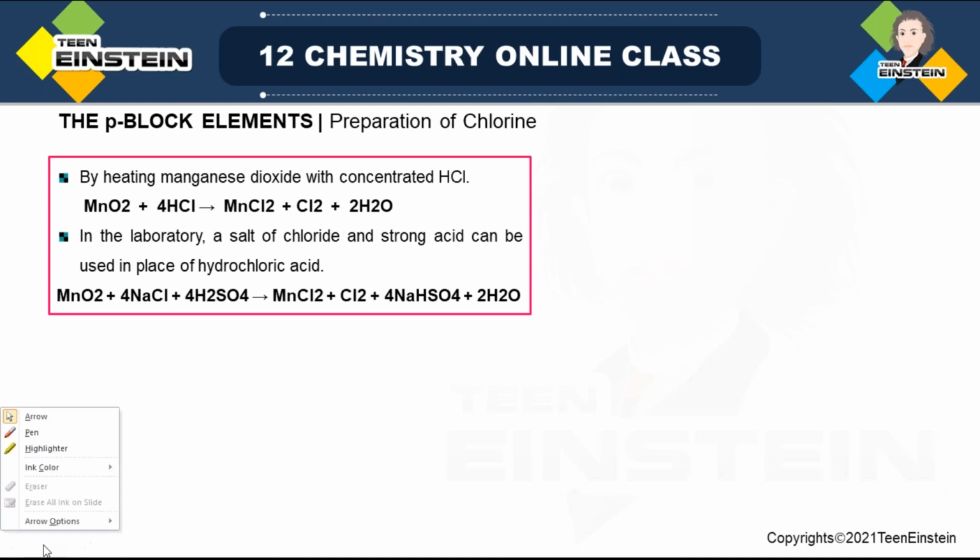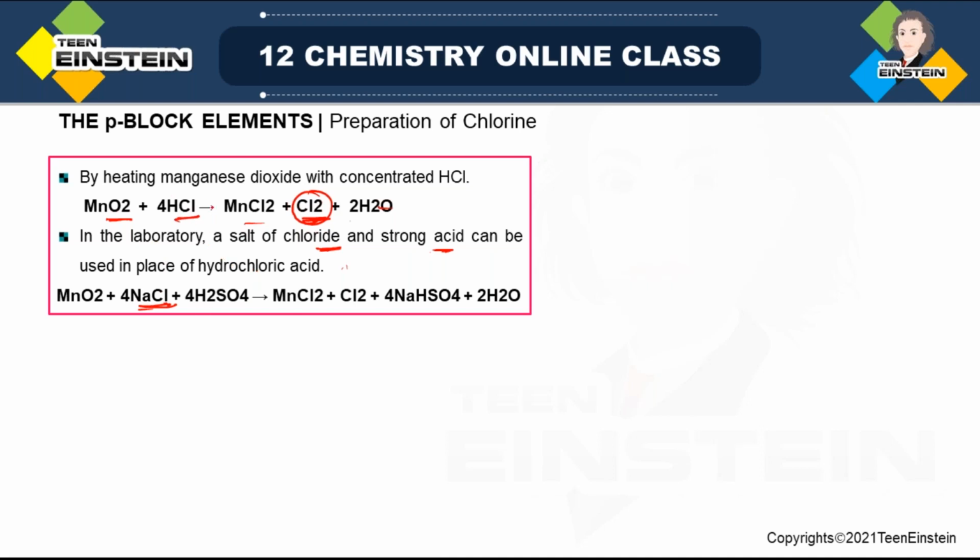Preparation of chlorine. By heating manganese dioxide, MnO2, with concentrated HCl, it is possible to produce chlorine. So this is the main desired product and these are the side products. But in the laboratory, another method is also possible, which uses a salt of chloride and a strong acid. It can be used in place of hydrochloric acid. So now we have taken NaCl, not HCl. In the previous reaction, we have taken HCl, but now it is NaCl.